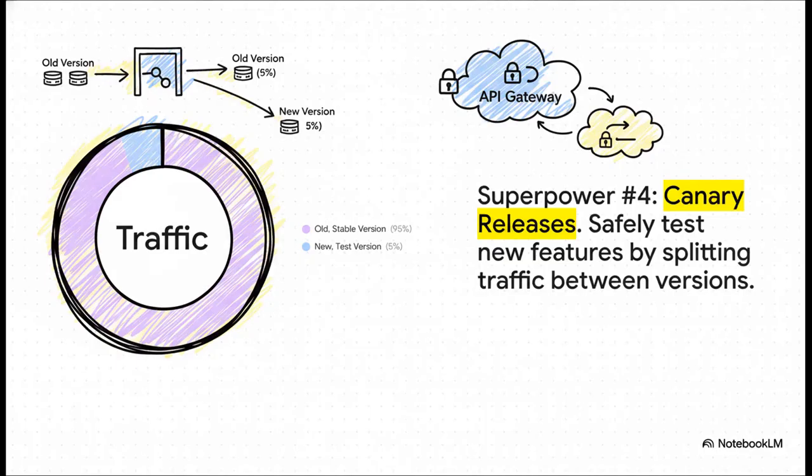Now this is really cool. This is how the pros roll out new features safely. Let's say we have a new version of our product service. Instead of just flipping a switch and sending everyone over and hoping for the best, we can tell the gateway to send just 5% of our users to the new version. We can watch it, make sure it's stable, and then slowly, gradually increase the traffic. It's like a safety net for innovation.